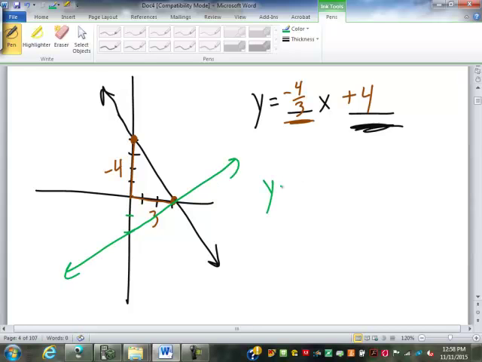So how about this one? What's my plus or minus, my y-intercept? Negative 2. So minus 2. Then for my slope, up 2 over 3. So 2/3 x.